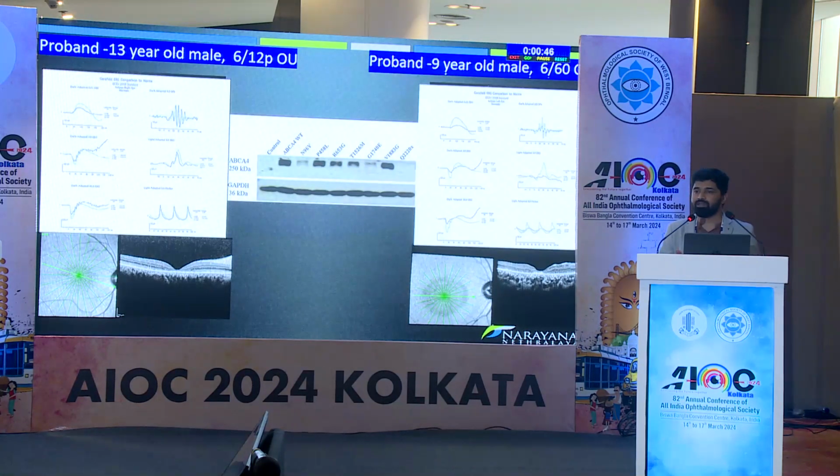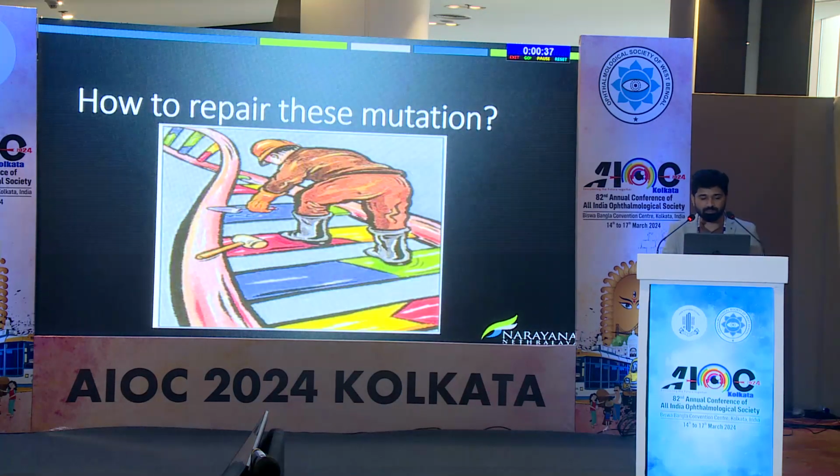In the first patient, full-field ERG is almost near normal. In the second, there is a diffuse dysfunction indicating a rod-cone dystrophy type of phenotype. So how do we repair this mutation?